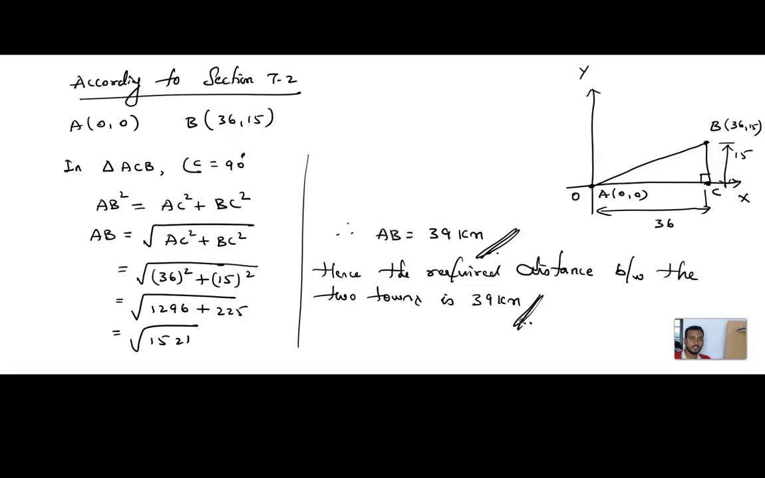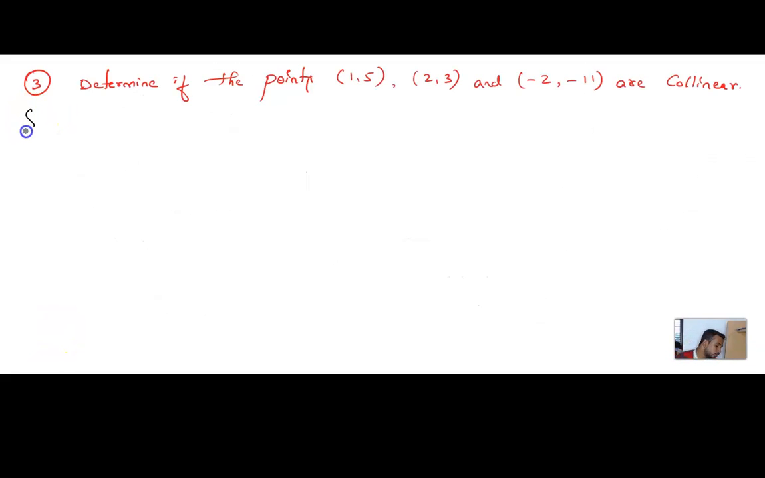Now we are finding the distance between A and B. So this is the way we are finding the distance. I hope you have understood this problem. Now we are going to solve question number 3. Observe here, children. Next, problem number 3.